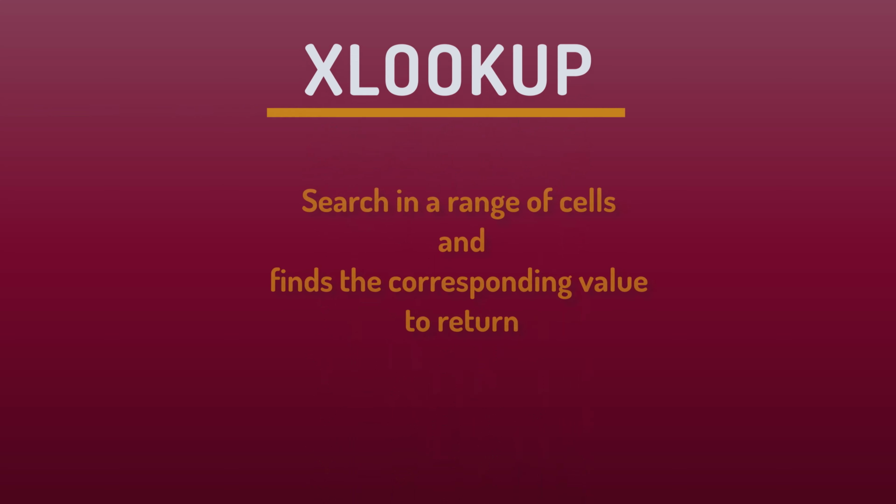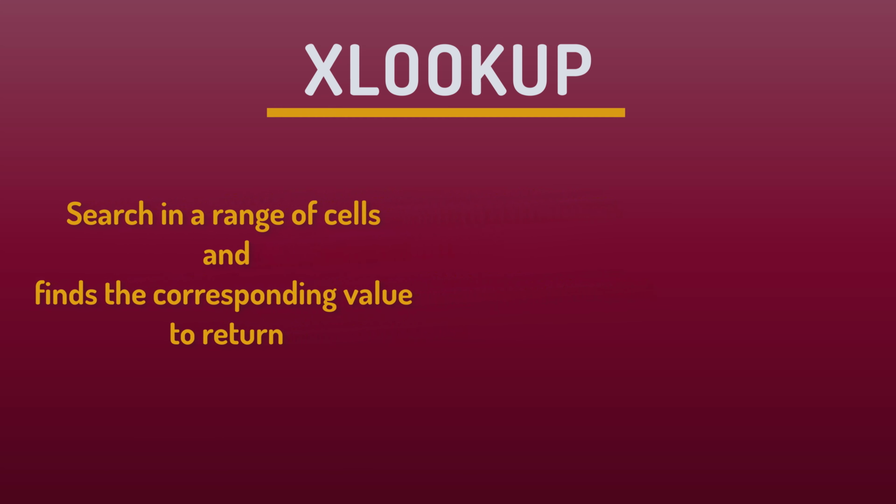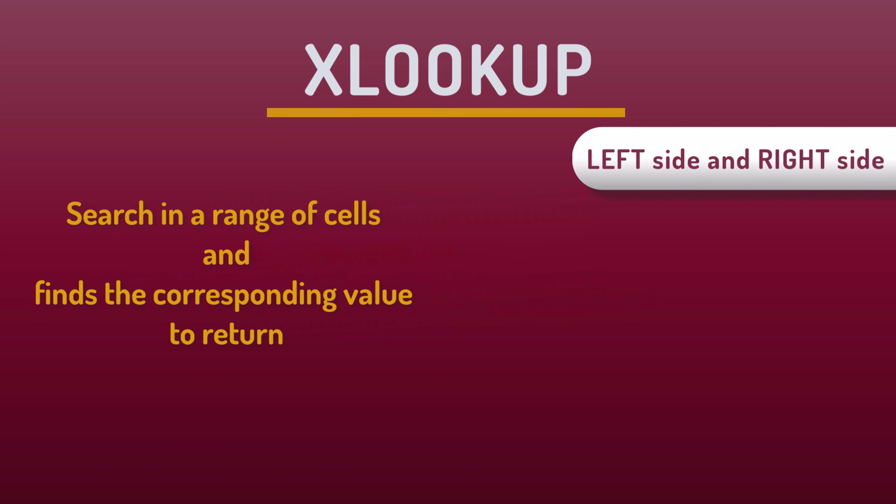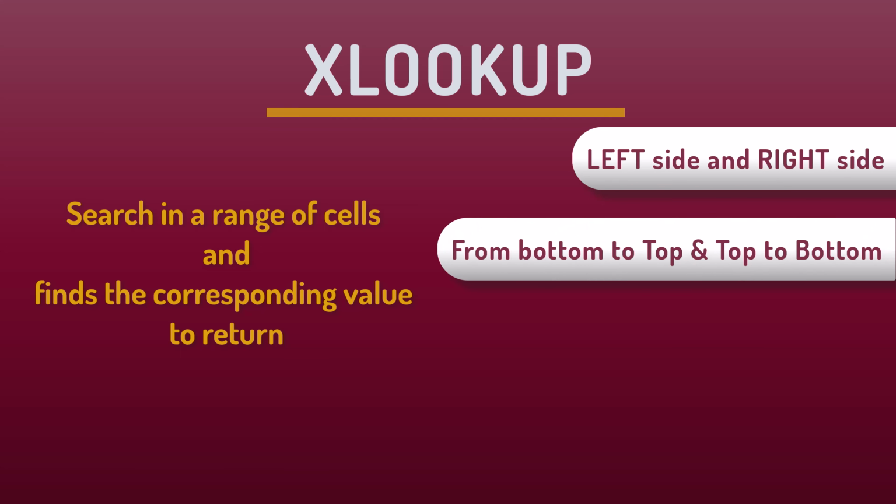XLOOKUP is a powerful function in Excel that allows you to search in a range of cells, find the corresponding value to return. It's almost like VLOOKUP but more flexible to implement. It can search from both left side and right side of the lookup value. It can perform a reverse search from bottom to top and top to bottom.